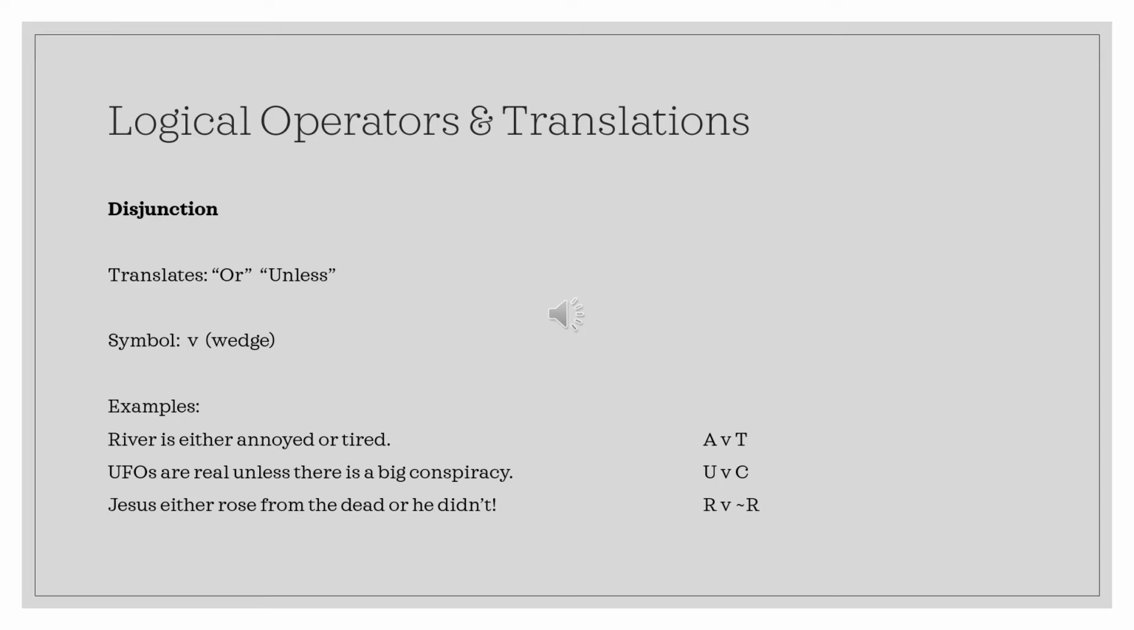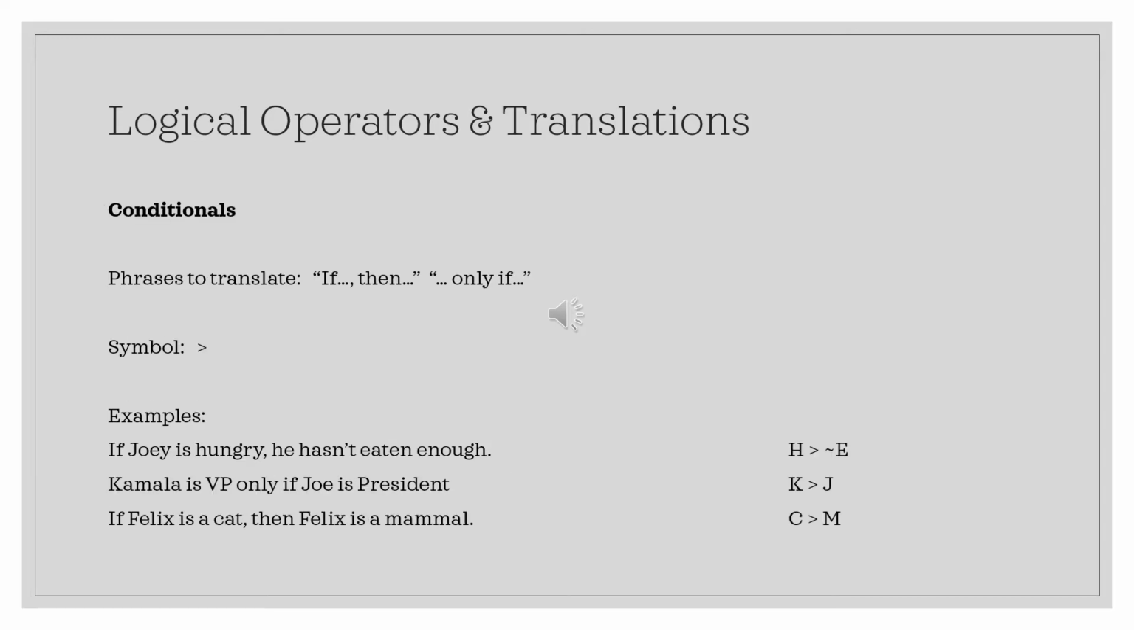And then finally, this sort of works as well. Jesus either rose from the dead or he didn't, right? Well, that's just the same sentence. Jesus rose from the dead. And then one of them has a negation in front of it, right? So if we take the sentence that Jesus rose from the dead and make the letter R stand for it, then we have R, wedge, not R. Negation R. So either Jesus rose from the dead or Jesus didn't rise from the dead.